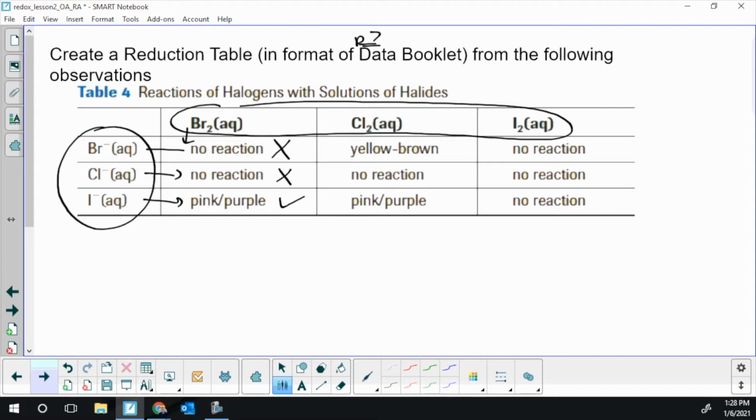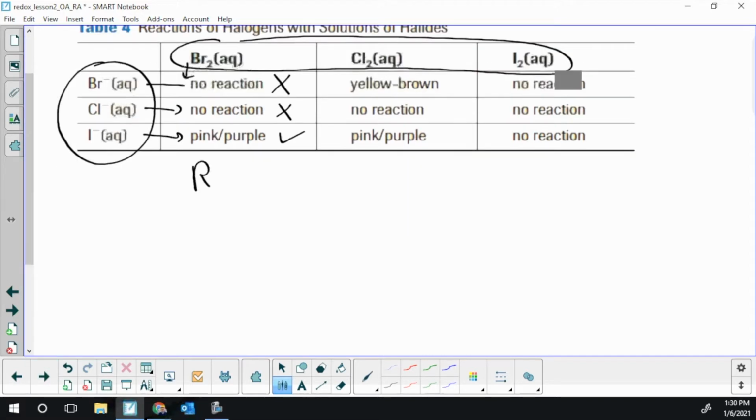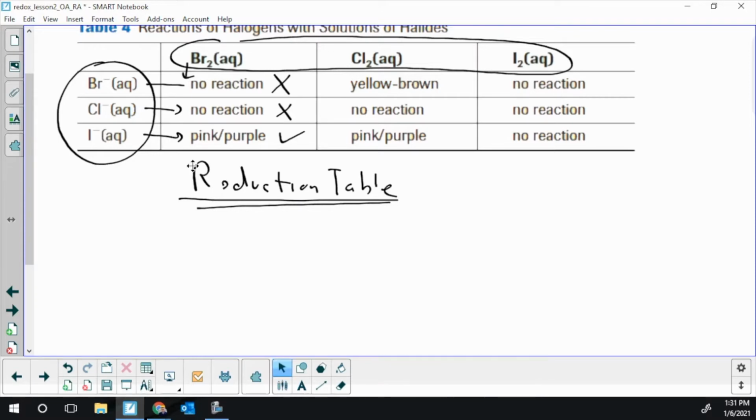There was a reaction. So I'm going to get that heading out, reduction table. This is half reactions, and they have to be GERs. We have to build this from this information. Now, you don't need all of the information. I'm going to process as much as I can until I've built a table, and then I can just use the rest as a double check. I'm going to start with this middle column first.